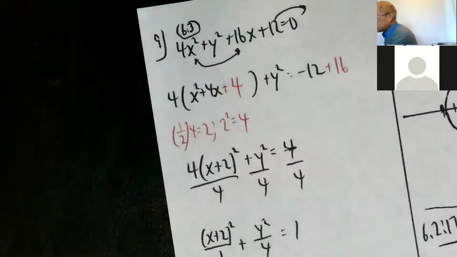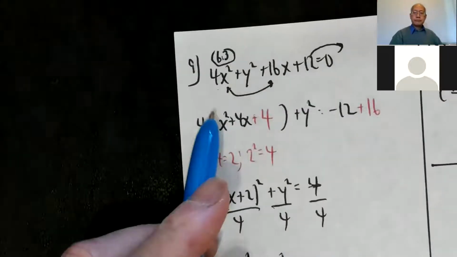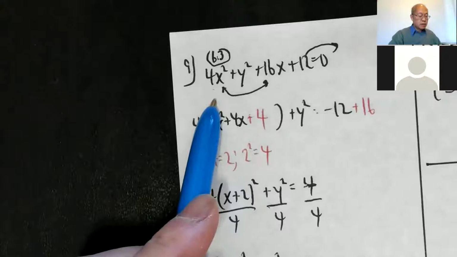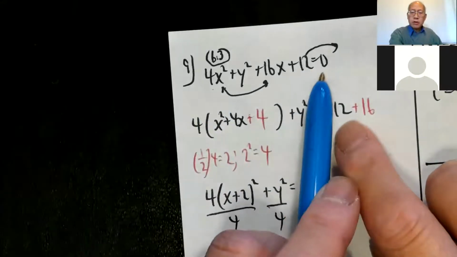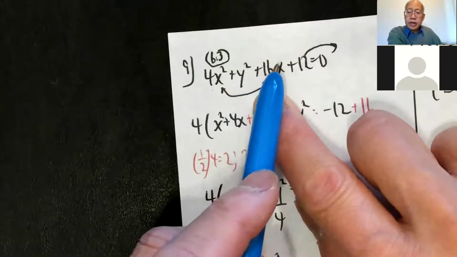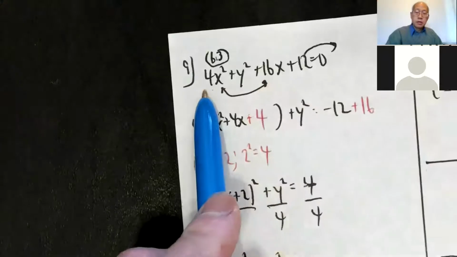Number 9. So same thing, complete the square. So move the 12 over. This time y squared doesn't have any y associated with it, so I don't have to complete the square on the y's. I do with the x's.